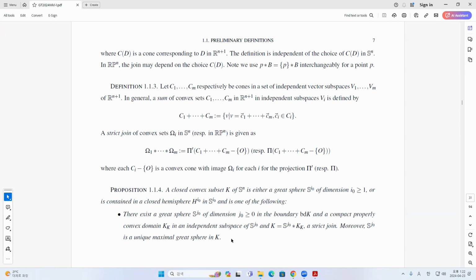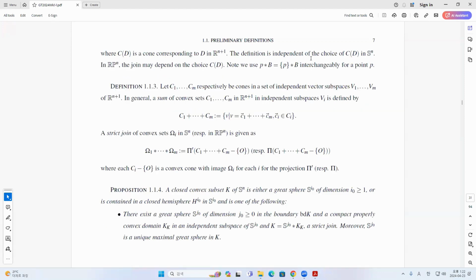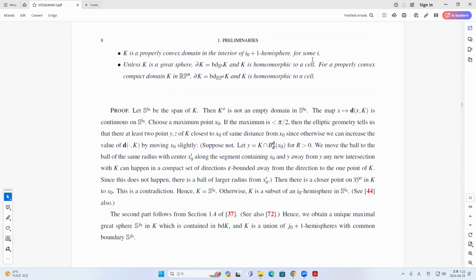Okay, so you can find those, and then this is the result, and then or K is a properly convex domain in the interior of some i0 dimensional sphere for some i0. Sorry, this should be just i0 and not i, and this should be i0, not plus 1. And unless K is a great sphere, the boundary of K is the topological boundary, and K in Sn is homeomorphic to a cell.